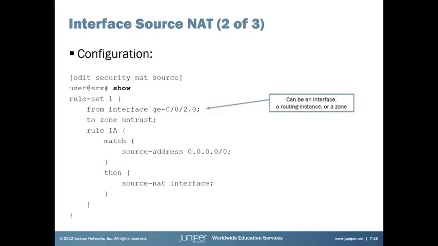This is equivalent to the overload NAT that we used to configure in the Cisco device? Yes, that's the same as what Cisco called overload. You notice the word overload just doesn't appear here anywhere, but it's equivalent to the overload. Because if you do interface source NATing, it automatically does PAT. It's part of that process.